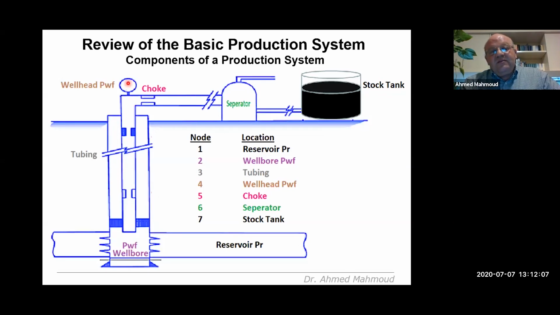And then there's going to be a delta P in the wellhead. And then it will encounter another delta P in the choke, and then go into another delta P in the separator. And finally, all its way to the final storage tank, which we call the stock tank, which may very well be in some cases at atmospheric pressure. So the reservoir pressure is typically the highest point in the system.